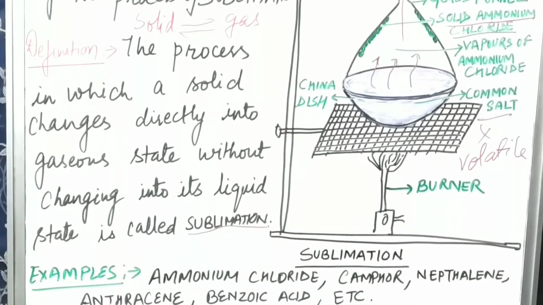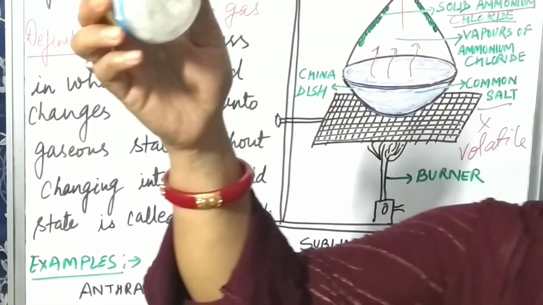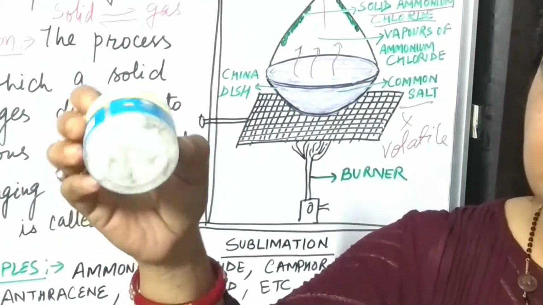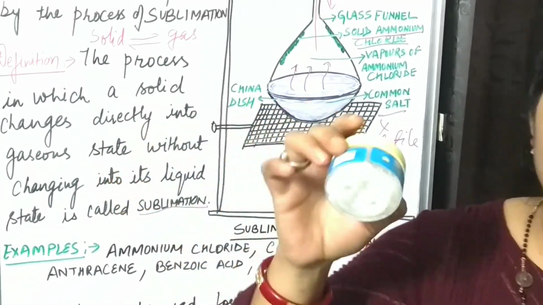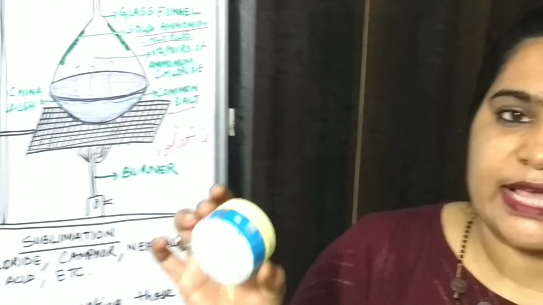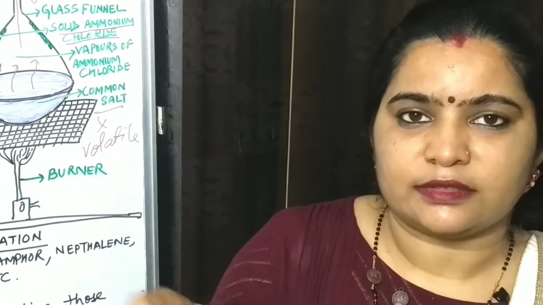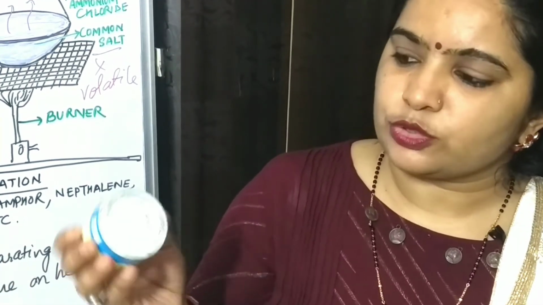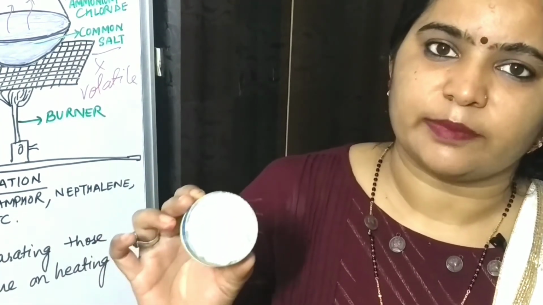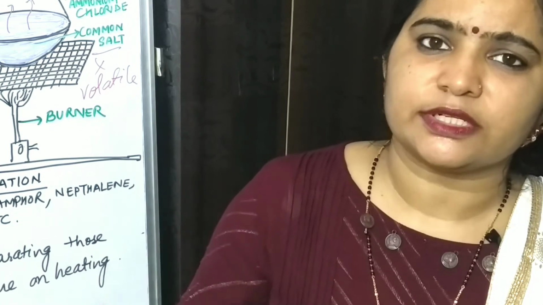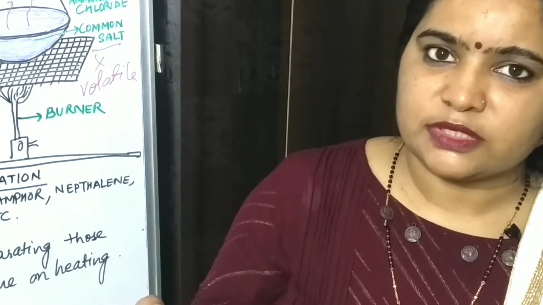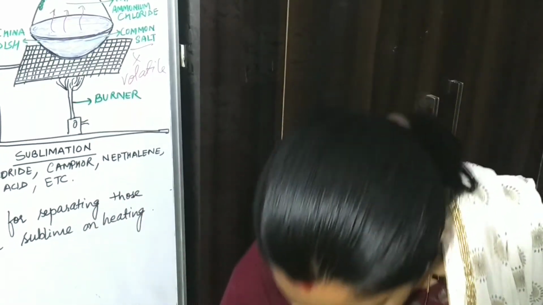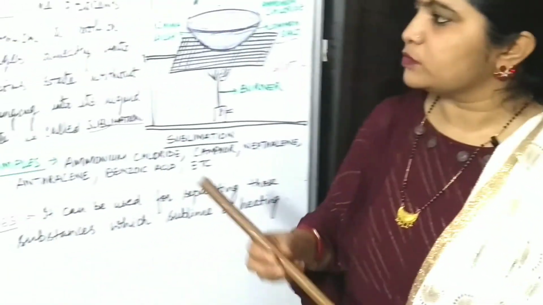Children, have you seen these packets at your home? Could you identify which packet I am showing you? Yes, this is nothing but camphor. Camphor has a tendency to get vaporized, meaning it sublimes. It also has the characteristic of sublimation. It directly converts into its vapor form without converting into liquid state. Understood? So camphor is a good example.